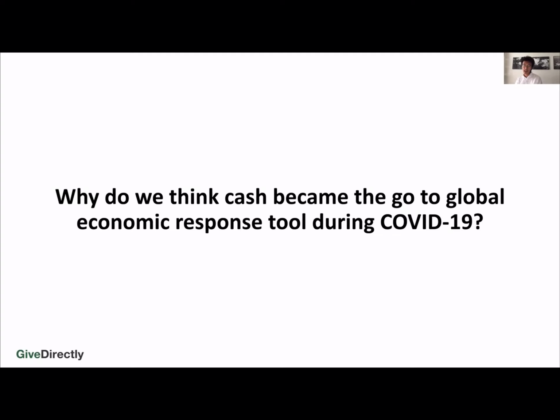Super. Any ideas on why we think cash became the go-to economic response tool? If anybody in the class wants to shout out. Yes, ma'am. I was gonna say it's easy to transfer while social distancing. You don't have to have people on the ground really interacting and potentially spreading the virus. Exactly. Great. Ease of use, ease of distribution. That's one thing. What's next? Anybody else?